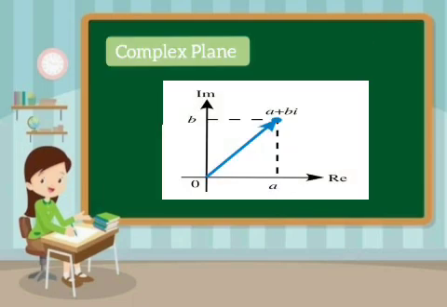We can think of complex numbers as points in a plane, called the complex plane. The horizontal axis, called the real axis, shows the real part a, and the vertical axis, called the imaginary axis, shows the imaginary part b. The point a plus bi is plotted at the coordinates a and b.